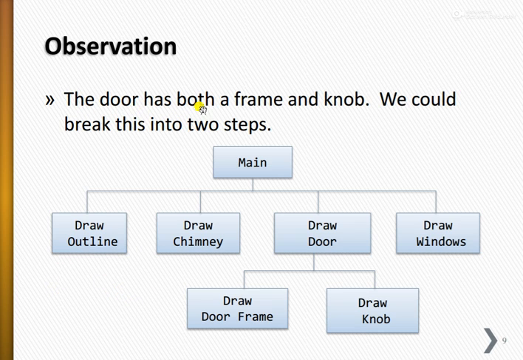So the door has both a frame and a knob. We could break this into steps. That way, for any other function also we can divide it, or go for more detailing or refinement, until we meet the specification of that house, and we can validate the model, validate the program, validate the software, or validate the systems.